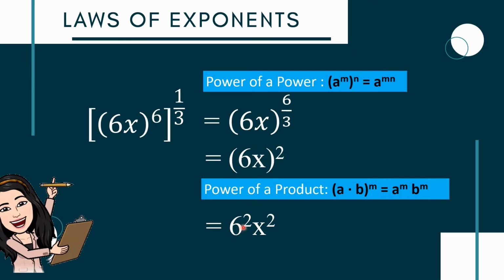What is 6 raised to 2? Hindi po siya 6 times 2, ha? Kasi power yung 2. So, that will become 6 times 6. Dalawang beses multiply sa 6. So, that is equal to 36 and then x squared. Copy x squared. So, this is our answer. So, we have 36x squared.